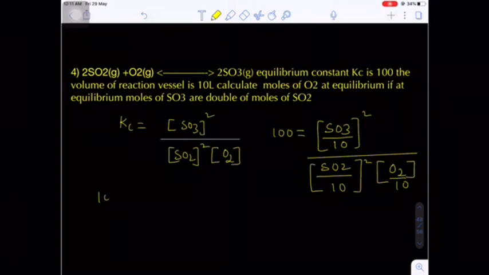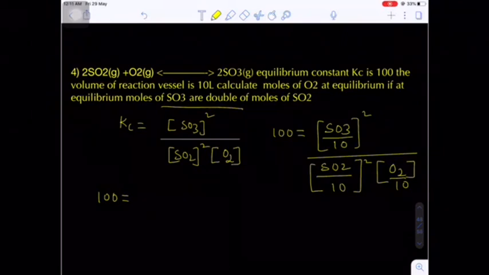Now here 100 is equal to, and in the last information, the number of moles of SO3 is double the number of moles of SO2. Are you getting my point? If the SO2 value is taken, I shall write 2 into the number of moles of SO2 for SO3.